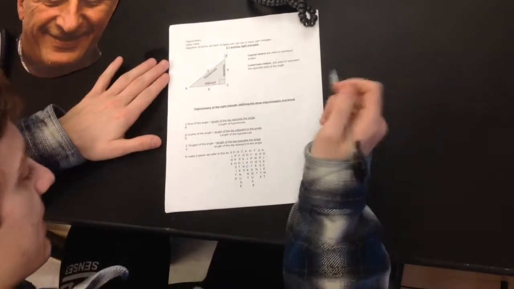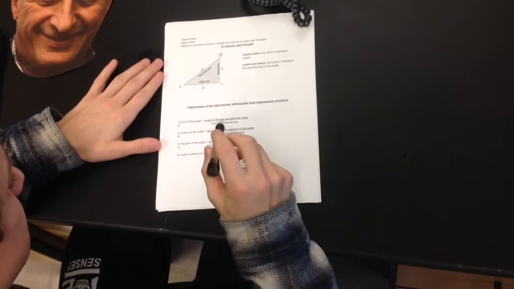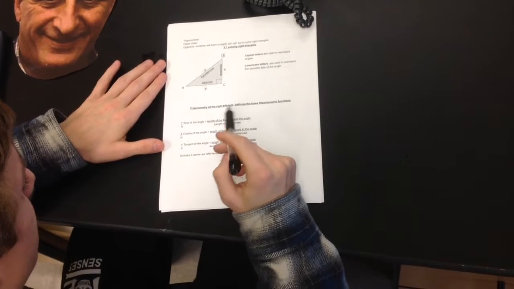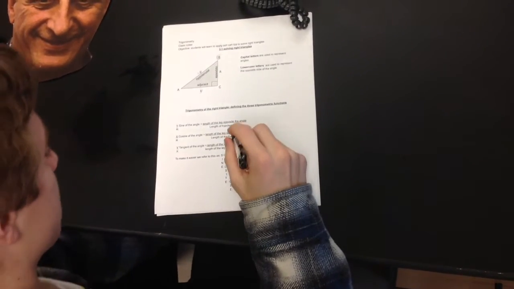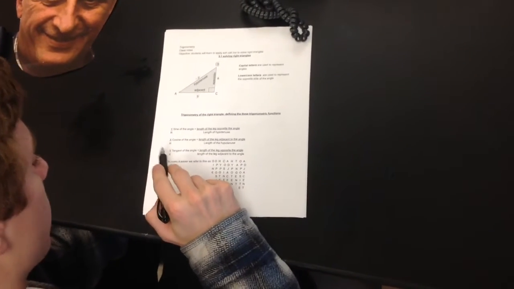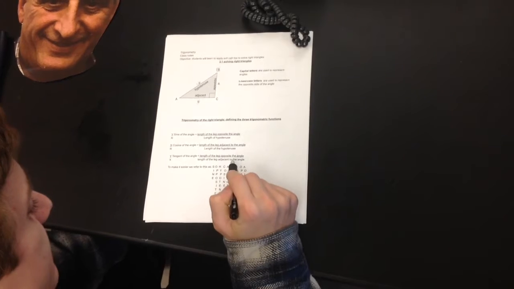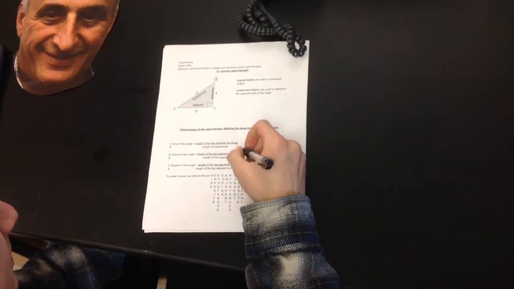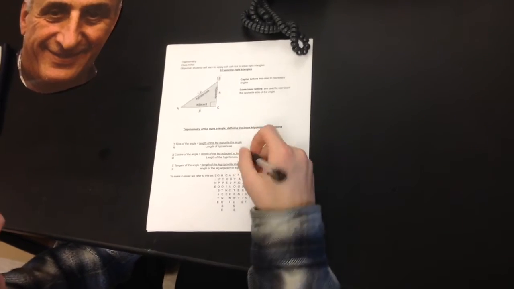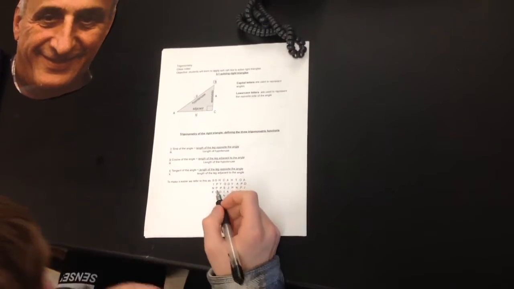So the sine of an angle is always y over r. It's the leg opposite over the hypotenuse. Cosine is x over r, which is adjacent over hypotenuse. And tangent is y over x, which is opposite over adjacent, which is SOH CAH TOA.